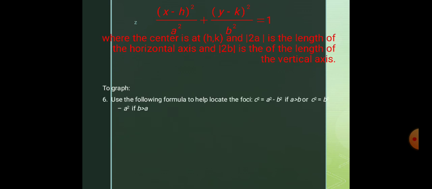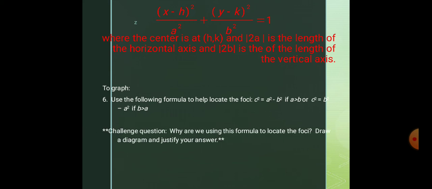Sixth, use the following formula to help locate the foci. c squared equals a squared minus b squared if a is greater than b, or c squared equals b squared minus a squared if b is greater than a. Challenge question: why are we using the formula to locate the foci? Draw a diagram and justify your answer.